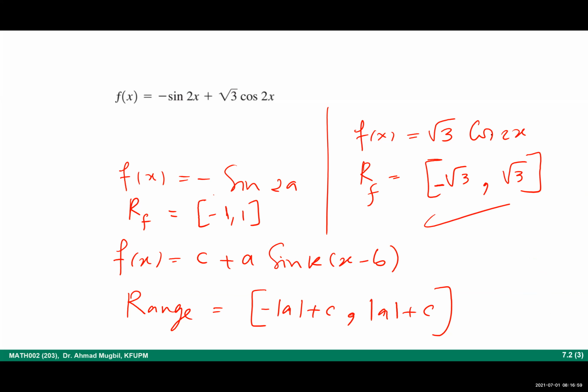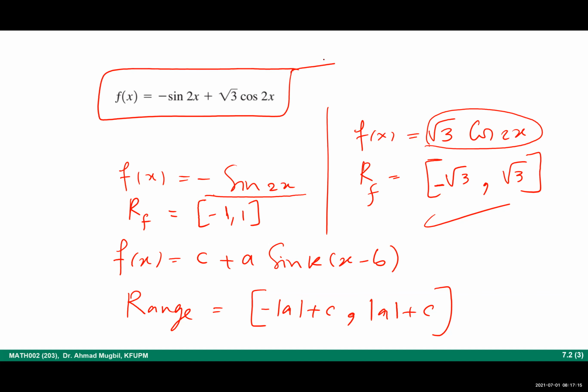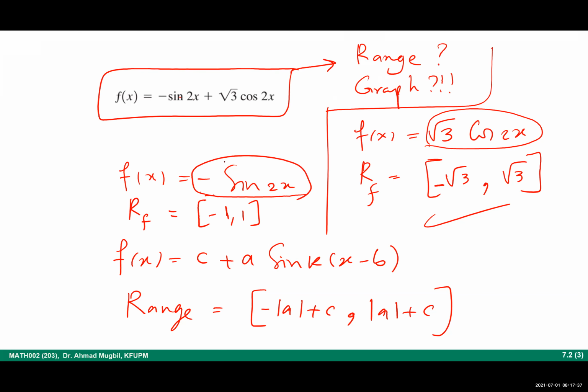So you know how to sketch the graph. If I ask you to sketch the graph of this, it is not difficult. If I ask you to sketch the graph of this one also, it is not difficult. Now, what about if the question here, this one, look at this now. The question is, what is the range, and sketch the graph. How to do that? Of course, the main idea behind this is how to find the range, and how to find also the amplitude. What is the amplitude here, Shabab? What is the amplitude?